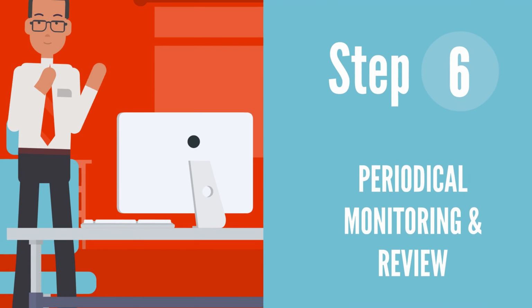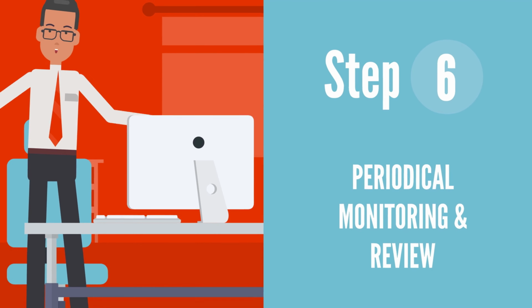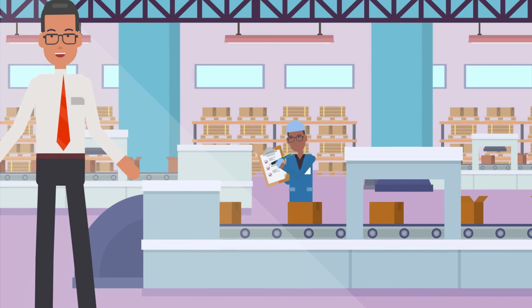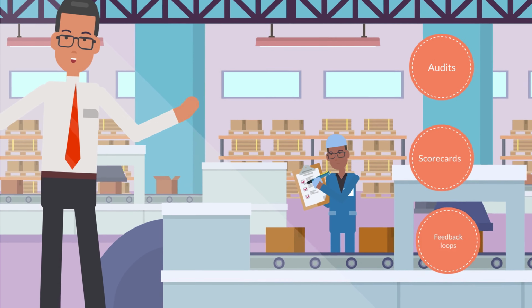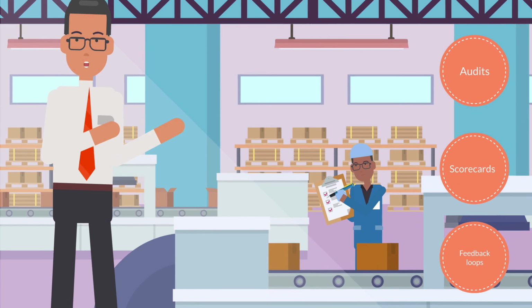Step 6. Periodical monitoring and review. Supplier performance and risk levels are continuously tracked through audits, scorecards, and feedback loops to ensure long-term stability.